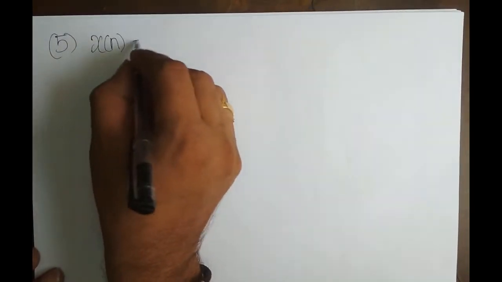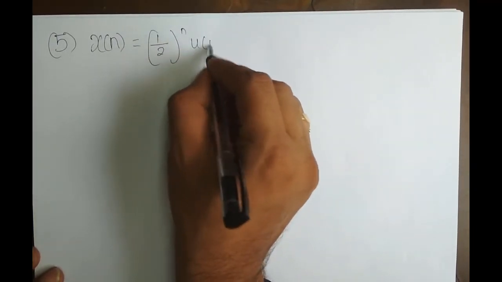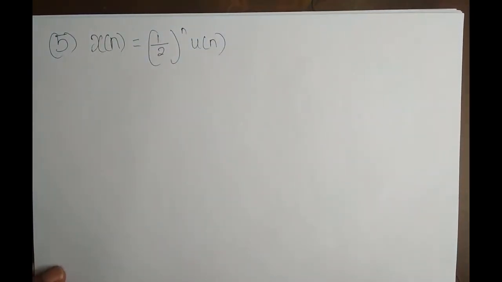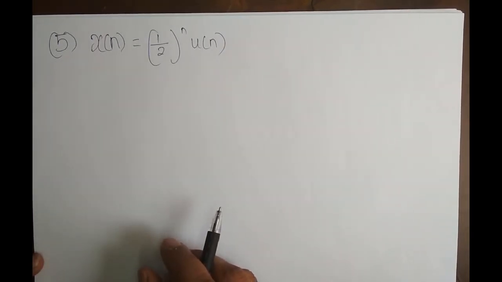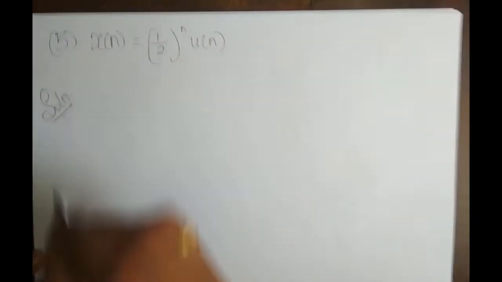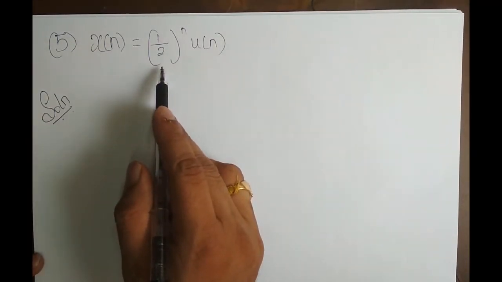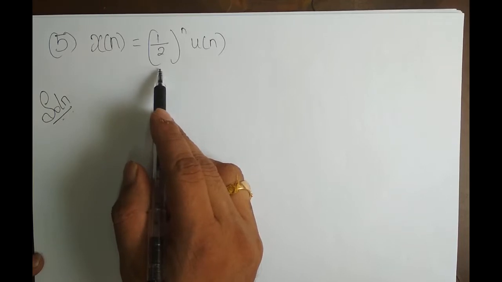We will do it on a fresh page. Problem number 5. What is the signal? The discrete time signal x of n is equal to (1/2)^n u of n. What is our aim here? I have to check whether the signal is an energy signal or a power signal. If it's an energy signal, I have to find its energy, and if it is a power signal, I have to find its power. Now, is it an energy signal or a power signal? If it is a periodic signal, then it's a power signal. If it is a non-periodic signal, then it is an energy signal.